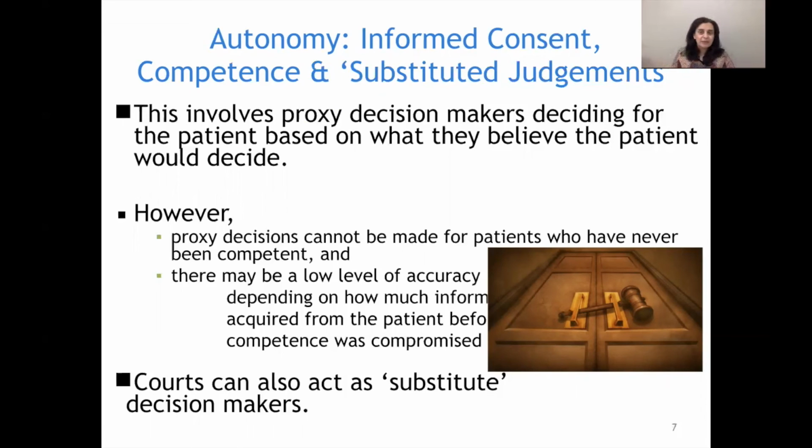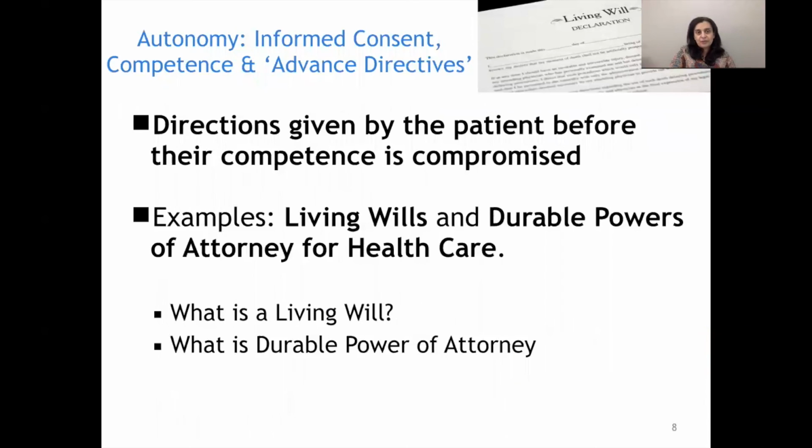And there might also be a low level of accuracy depending upon how much information was acquired in the particular circumstances. So there's always a degree of risk that the substituted decision making or the substituted judgment isn't in fact in line with what the person would have wanted, because there's inaccuracies of information, or the person themselves might, given the circumstances, have changed their mind themselves. So there's a little bit of unknown with the substituted decision making.